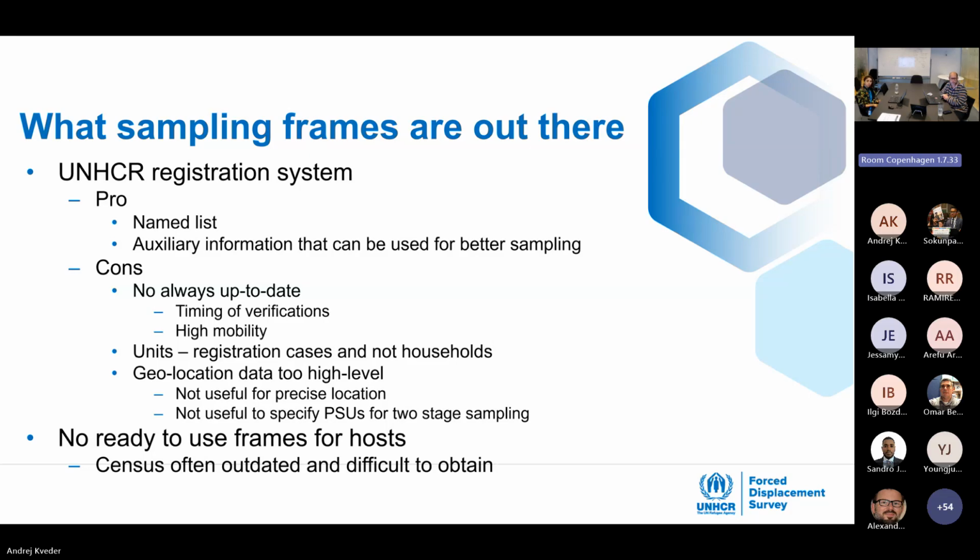Particularly, the geolocation data is not precise because of the nature of how we run our registration, and also because of certain protection issues. Of course, because you know that we are talking about populations that are very sensitive and basically in danger of refoulement and other persecutions. And there are no ready-to-use frames for hosts as we are trying to define them.